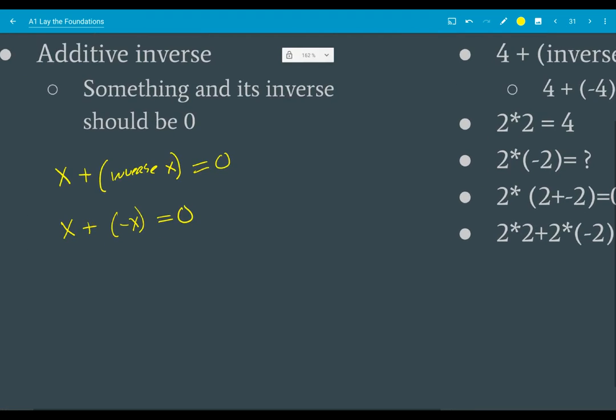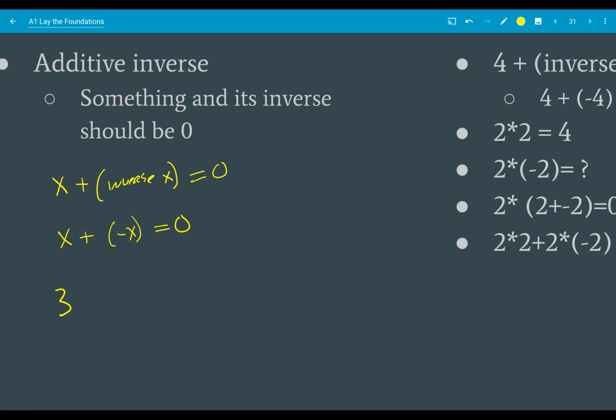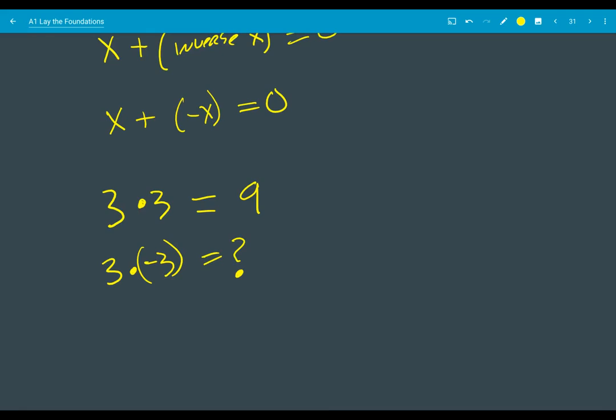So let's look at this. If we take 3 times 3, we know that's 9. Now we get to the negative stuff. We know that 3 times -3, well, we don't know what that equals. That's the mystery to us. We don't know what 3 times negative 3 is yet. Well, we know that 3 times 3 plus negative 3 should equal 0, because this is the additive inverse property.